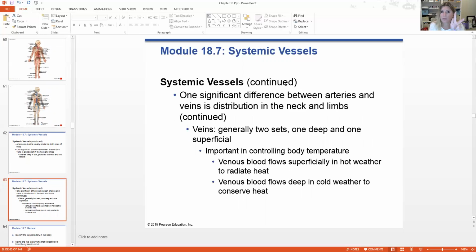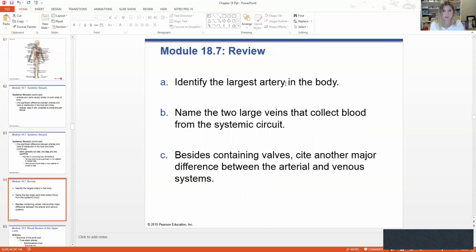So this is very important in controlling body temperature. Remember, we said one of the functions of blood is to maintain stable pH and maintain stable temperature. So the venous blood flows superficially in hot weather to allow heat to escape from the body, and the venous blood flows deep in cold weather or cold temperatures to conserve heat and keep it closer to the core of the body, so you don't lose too much.